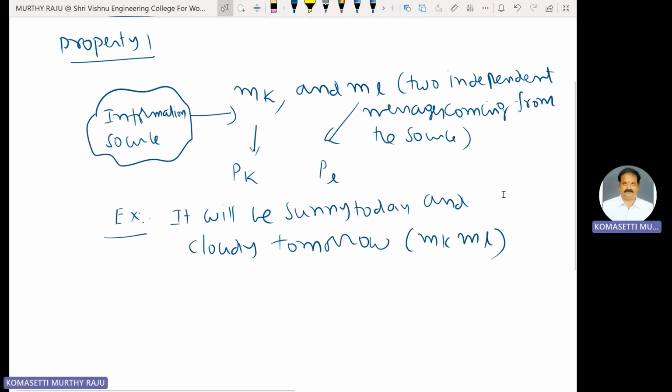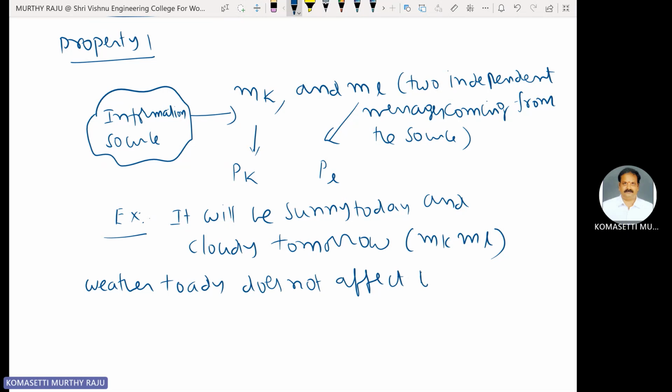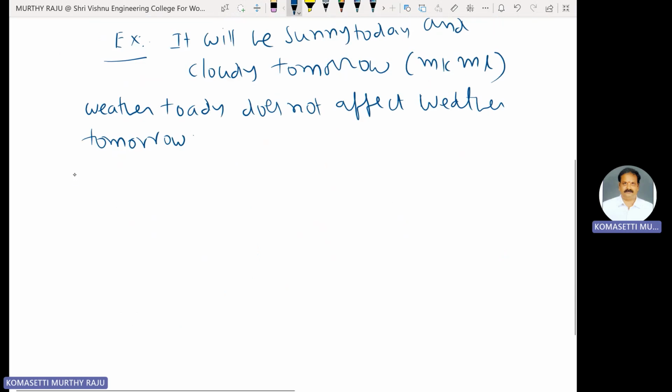Weather today does not affect the weather tomorrow. Today it will be sunny and tomorrow cloudy. Therefore, weather today does not affect the weather tomorrow. From this, I have to prepare some statement.